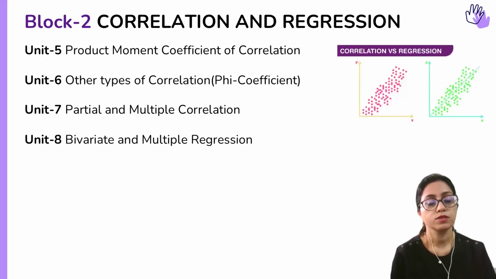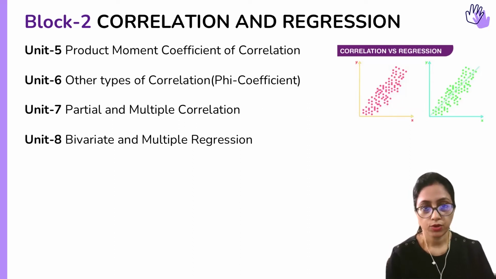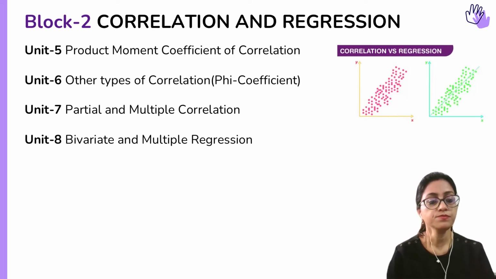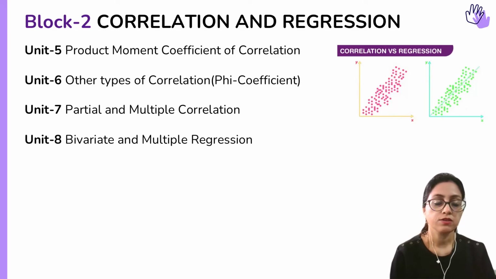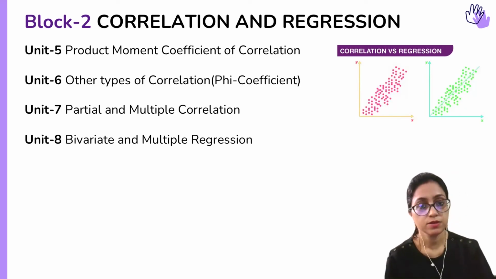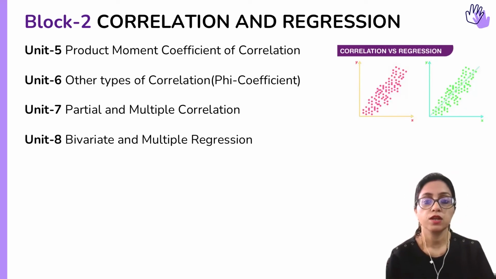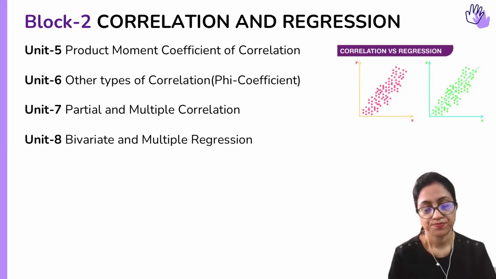Then block 2 is correlation and regression. It is also divided into 4 units, that is unit 5, unit 6, unit 7, and unit 8. Unit 5 is the product moment coefficient of correlation. Unit 6 is another type of correlation, that is the phi coefficient. Unit 7 is the partial and multiple correlation, and unit 8 is the bivariate and multiple regression. So in this block, basically we study different types of correlations and regressions and different types of tests which are associated with correlation and regression.